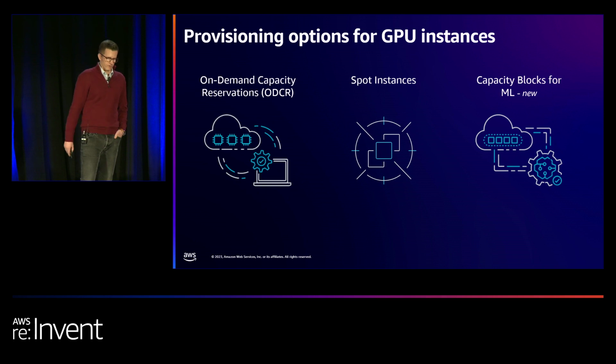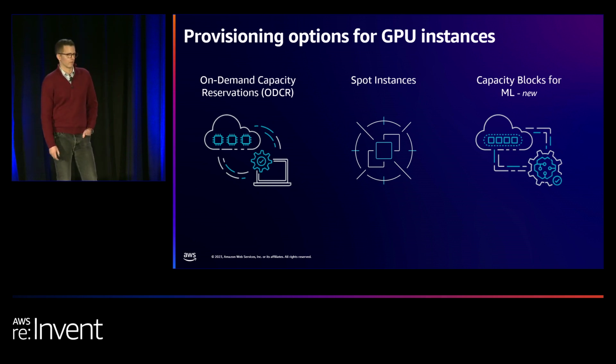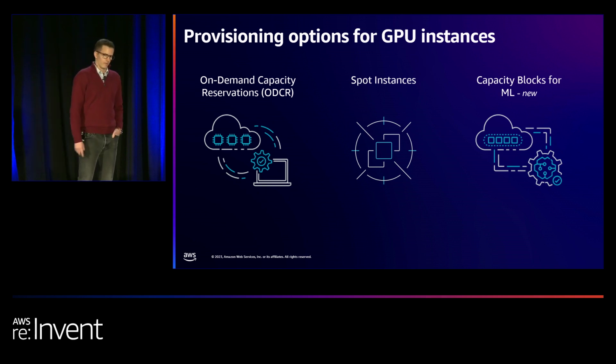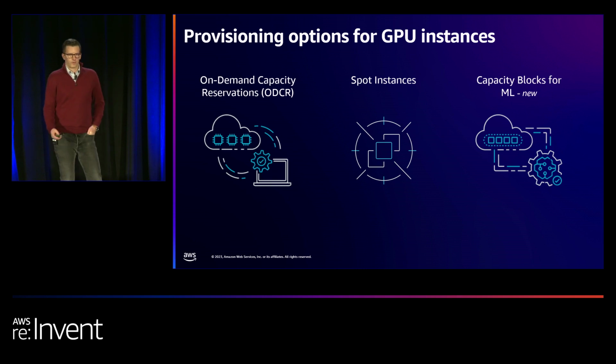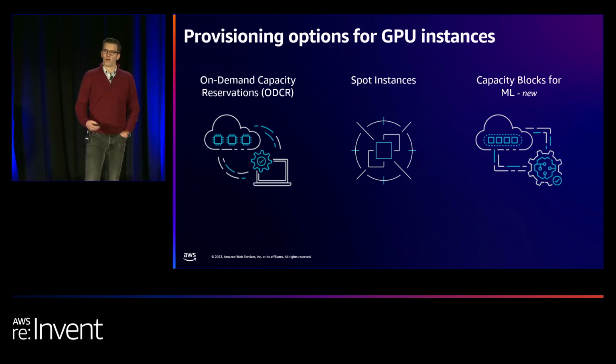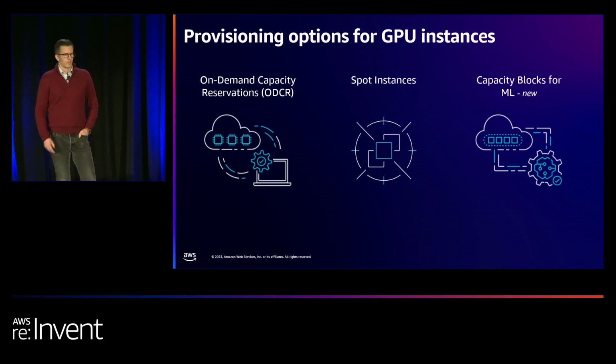And now we have the subject of this talk. EC2 capacity blocks for machine learning are a brand new provisioning option that we just launched earlier this month, specifically for GPU instances. Right now they support P5 instances in the US East Ohio region. What you can do with capacity blocks is reserve GPU capacity starting on a future date for the amount of time that you're going to need.